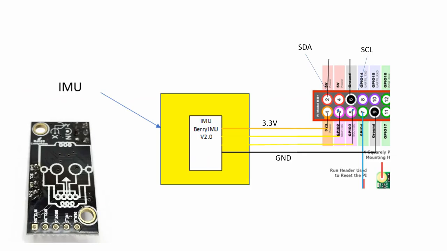The IMU is both an accelerometer and a compass. We use it to sense direction, heel angle, and pitch using the I2C connection on the Raspberry Pi. Mine is a Berry IMU, which is now unavailable, but there are plenty of other options out there.